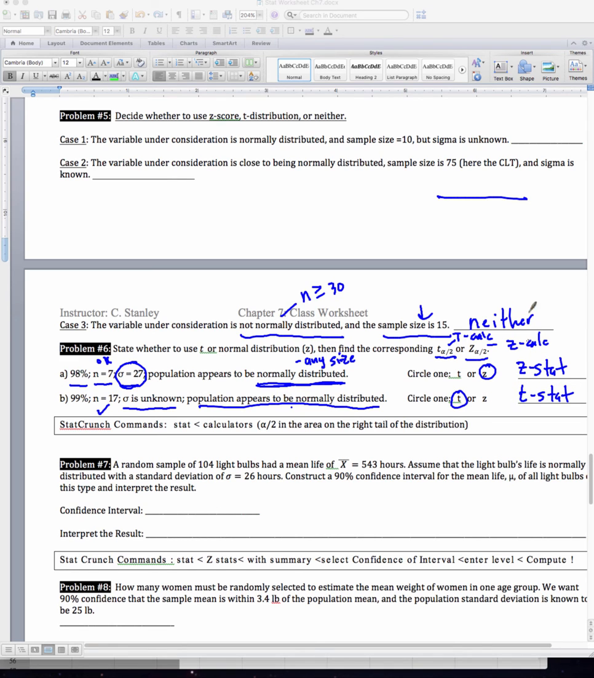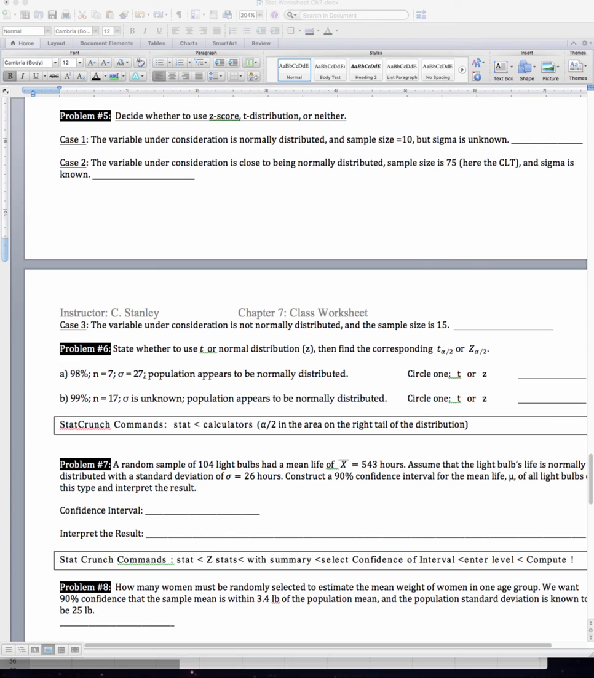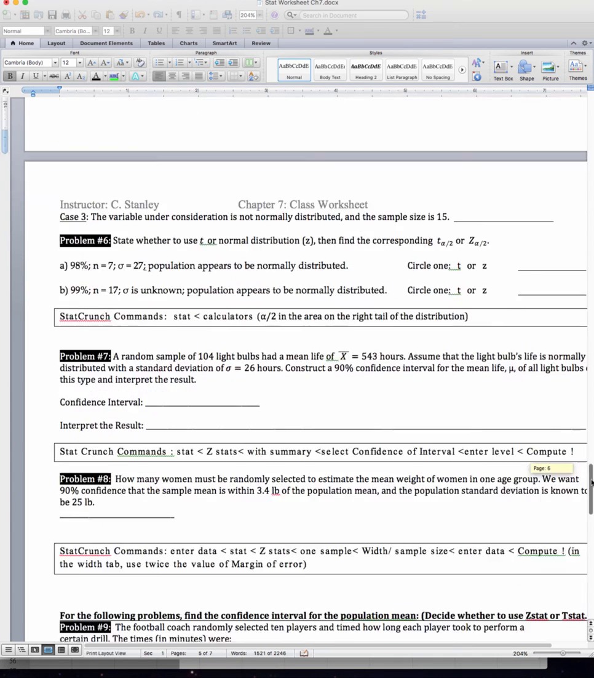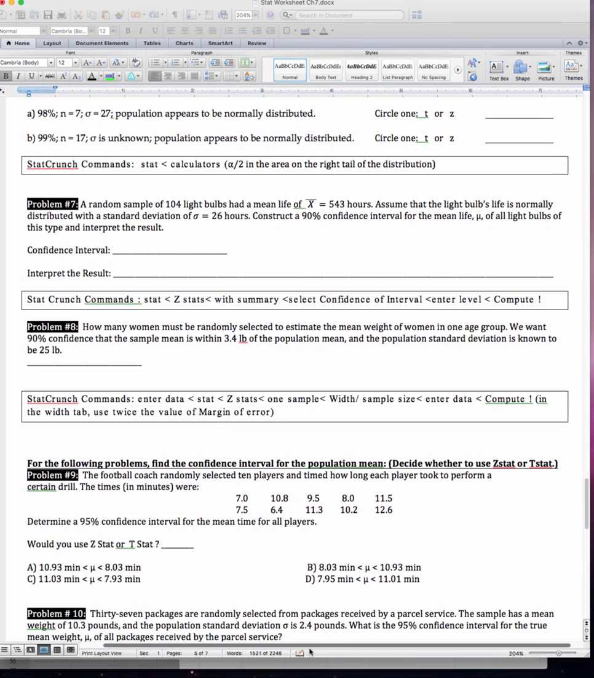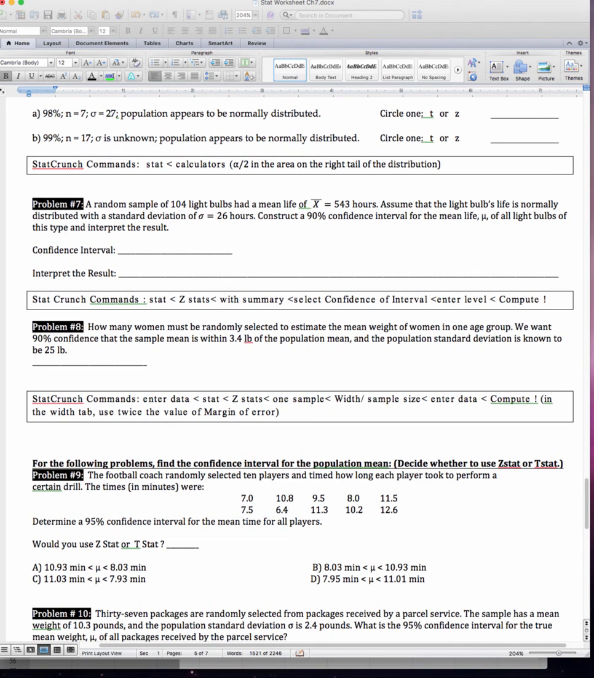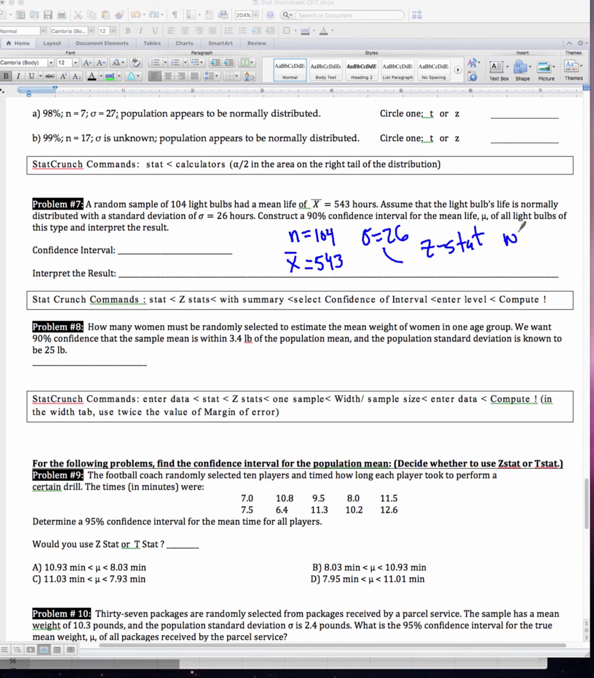Okay, so let's go ahead and run through these. Now this would be good because we're not going to know which one they are going into it. Okay, random sample of 104 light bulbs. So I'm kind of keeping track here. That's N. N is 104. Has a mean life of 543. Assume that the light bulb's life is normally distributed. Good, we're normal. Sigma is 26. So sigma is known. So we want to do a Z-stat, not a T-stat. I promise this is something you want to put a little time into and study. Okay, so let's go ahead and run the interval.